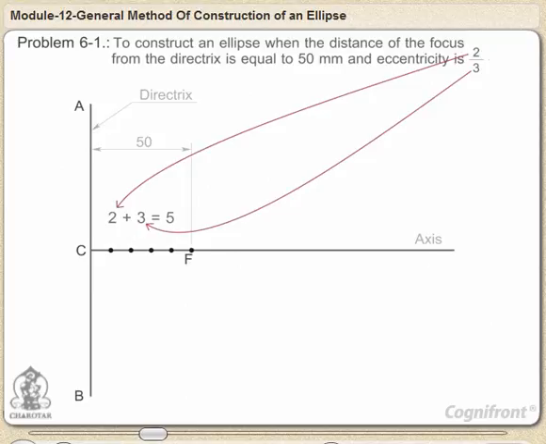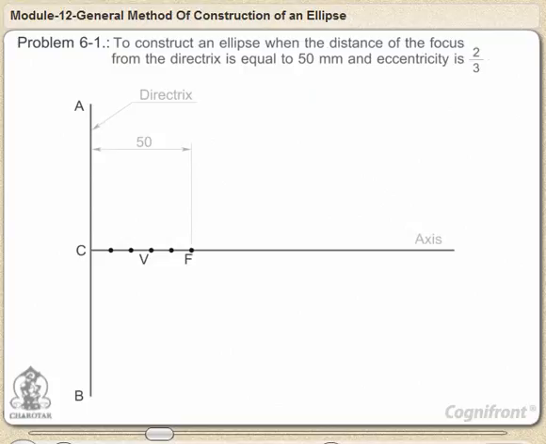Mark the vertex V on the third division point from C. Thus, eccentricity E is equal to VF upon VC equals 2/3. Let us now construct a scale on the axis which will directly give the distances in the required ratio.